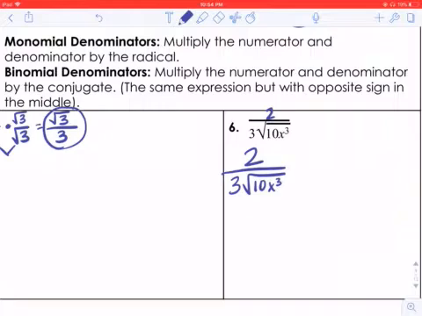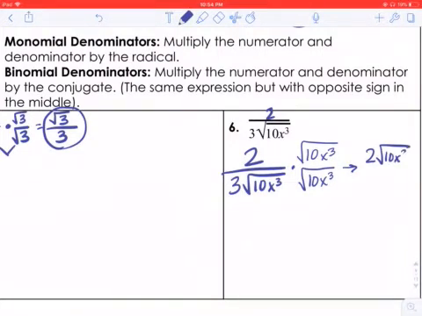So I want to get rid of the radical that's here. I'm going to multiply by the thing that I don't want, square root of 10x to the third, and on top, the same. What that means is that we would have 2 square root 10x to the third on top. Pretty simple. And then on the bottom here we have that 3. And then because we have both of these square roots, they cancel each other out.